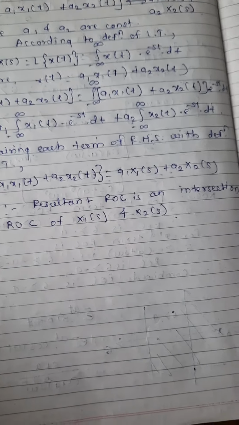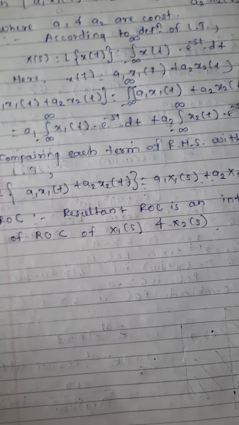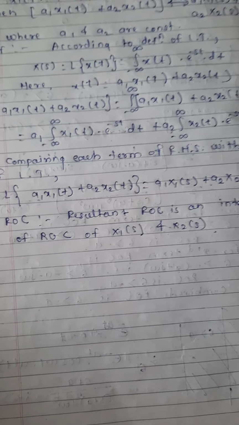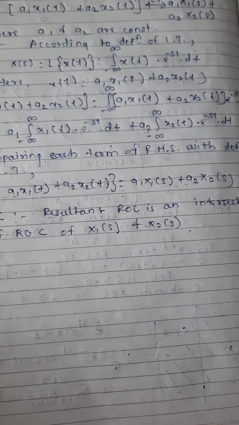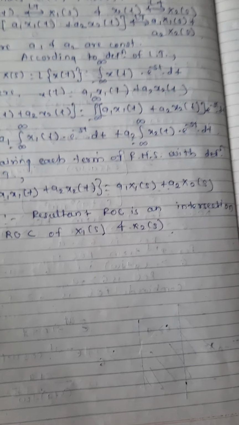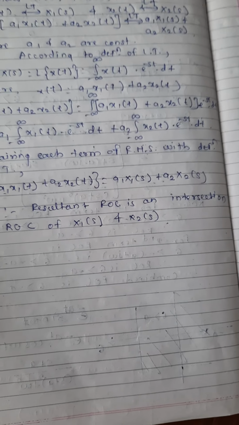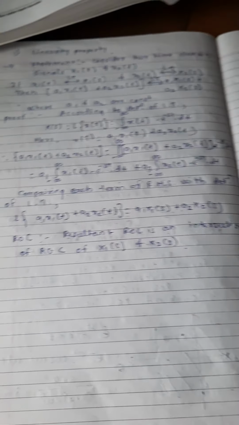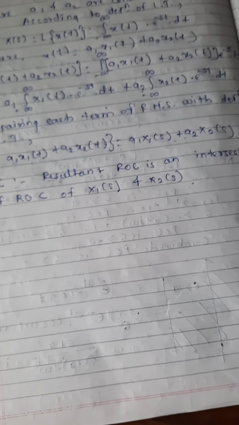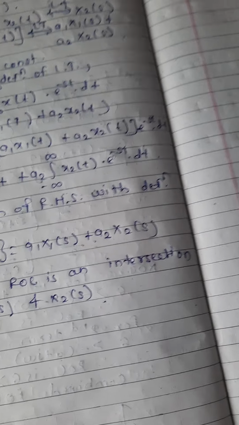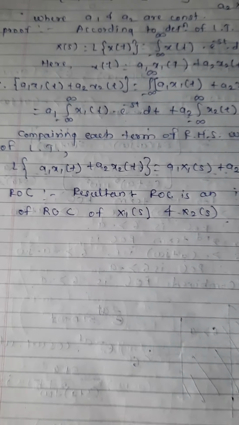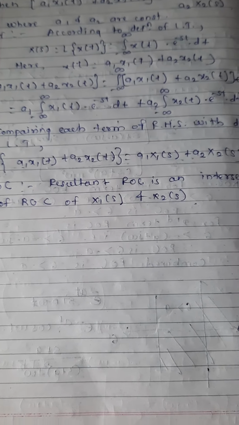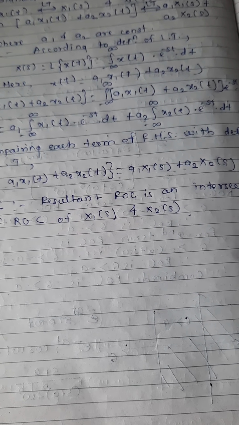Now what is the use of linearity property? So the use, we can express the given signal in the form of two or more elementary signals, and then by finding their individual Laplace transform and by adding them we can simplify the solution. Now what is the meaning of the linearity property? This linearity property states that the Laplace transform of linear combination of the signals is same as the linear combination of their individual Laplace transform.